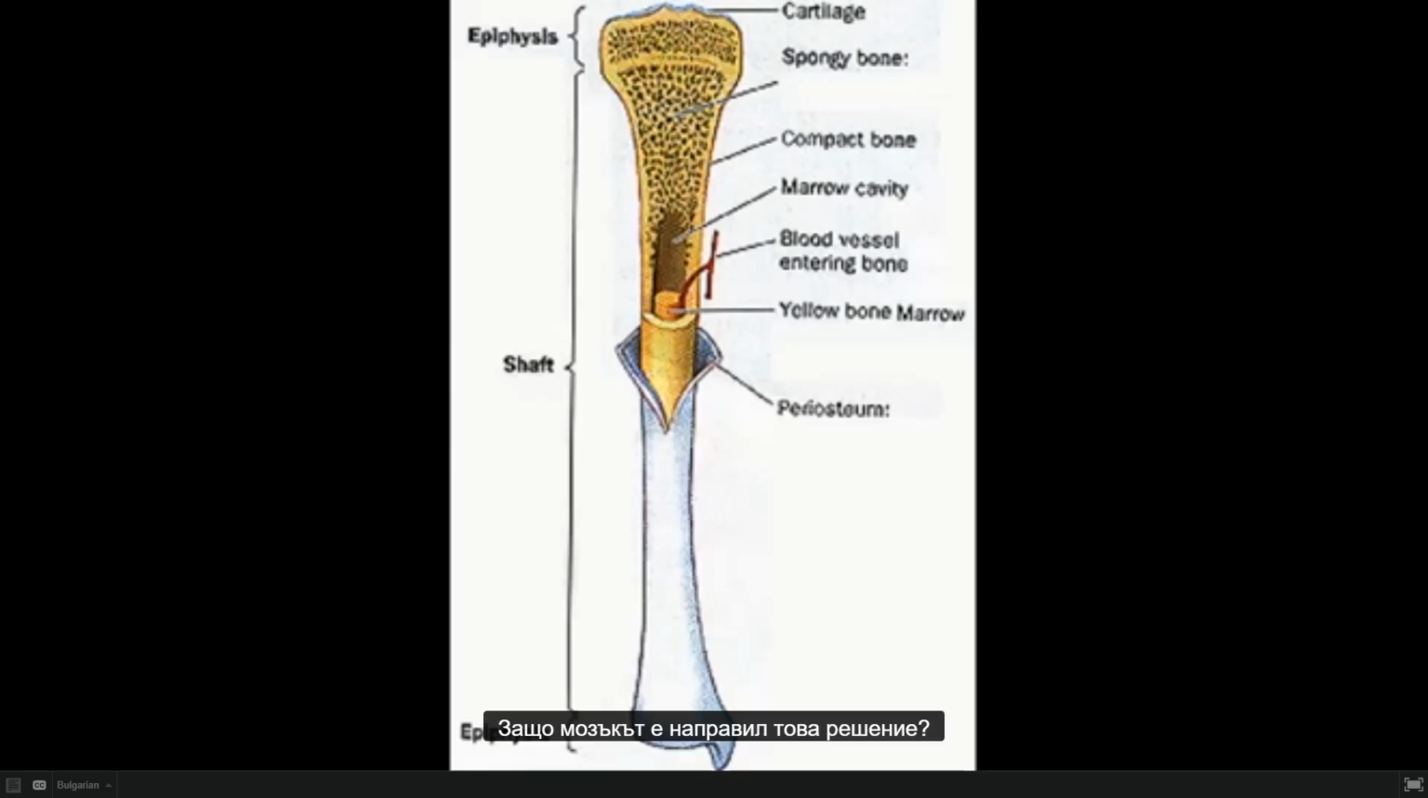And why has the brain made such a decision? It has put everything in one safe, in a hard safe. It's very much like you put your most important documents in a safe and you lock it up. You buy a fireproof safe and you buy a bulletproof safe. This is exactly what the emotional part of the body has done over the evolution. The bones are the safes of the body.